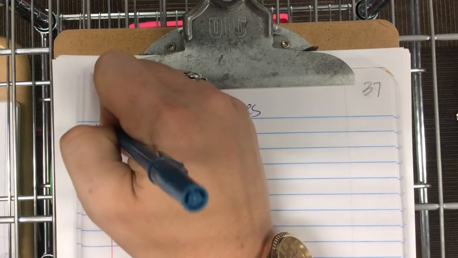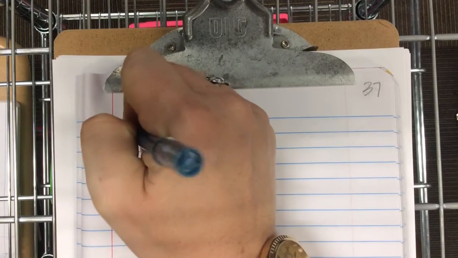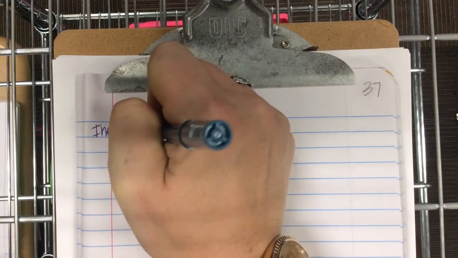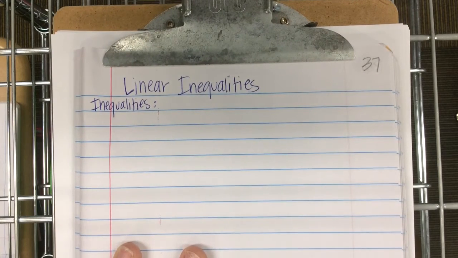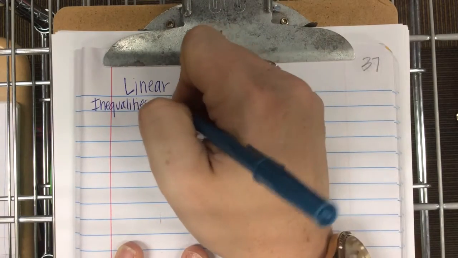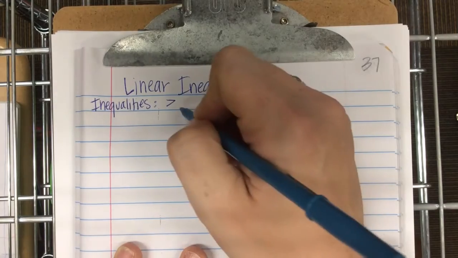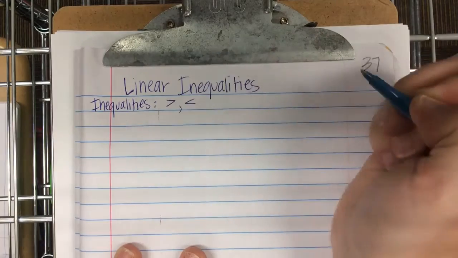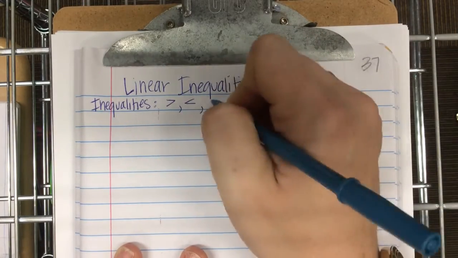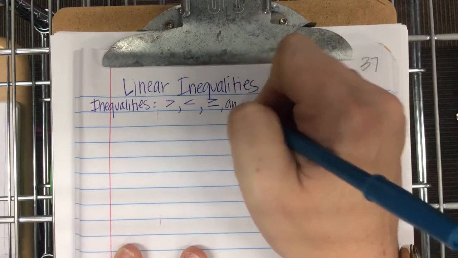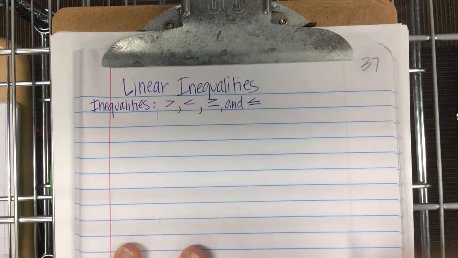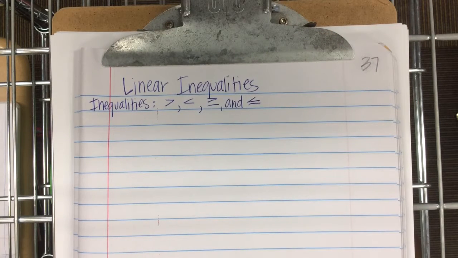So, there are 4 kinds of inequalities. There's greater than, there's less than, there's greater than or equal to, and there's less than or equal to.